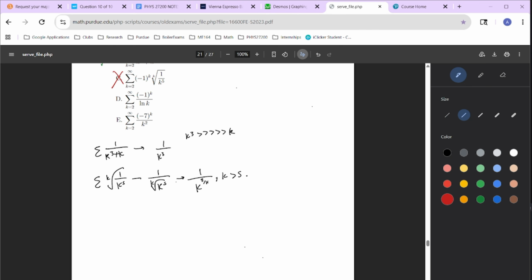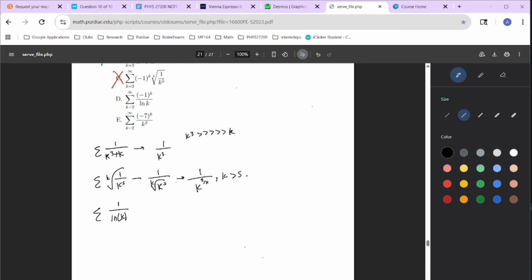Oh, sorry. Let's look at D. D is a series of 1 over ln of k. And we can do a comparison test here of two functions.